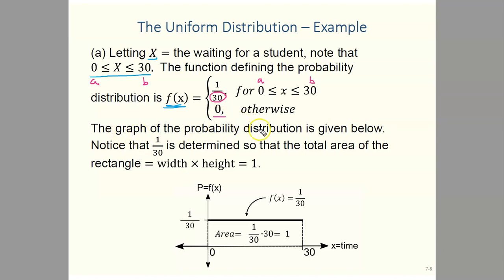And so then the graph of this probability distribution is as we have shown down here. You see right here is a, right here is b. The height here of the function is 1 over b minus a, that's 1 over 30, and 0 for x greater than 30, and 0 for x less than 0. So there you go. So that's our function right here. Now let's take a look at part B.